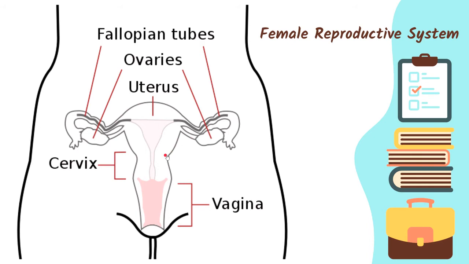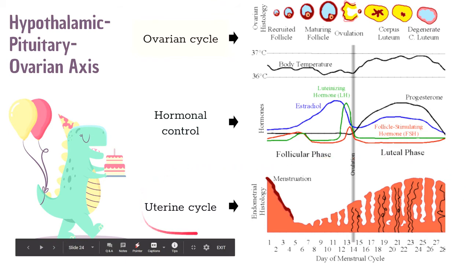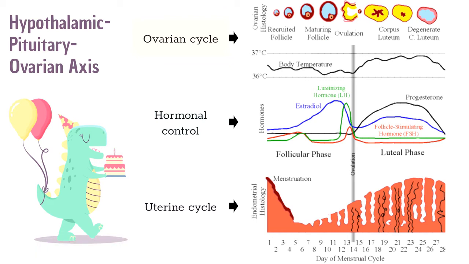We've also talked about the hypothalamic pituitary ovarian axis back in the female reproductive system. It shows us what's happening in the ovaries, what's happening with the hormones of the body, and what happens to the blood in the uterine lining, in the progression of a 28-day menstrual cycle. We've talked about this thoroughly in the female reproductive system. If you have forgotten, you can visit that and review this part.